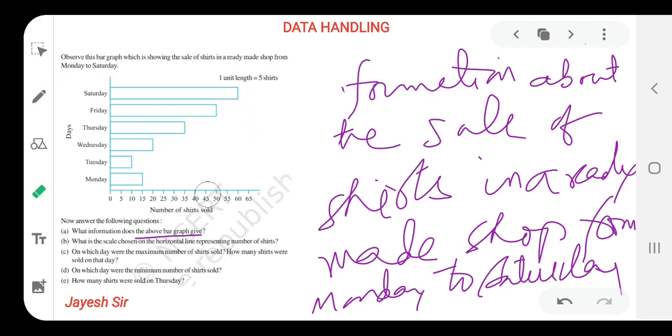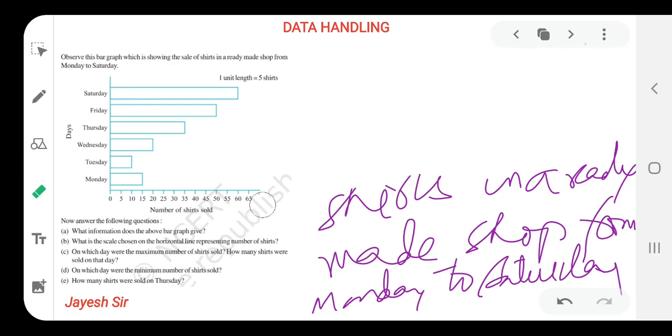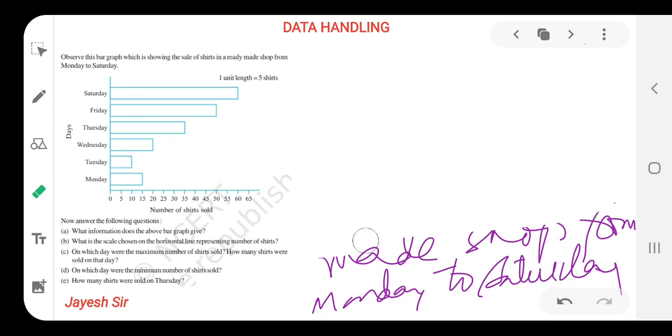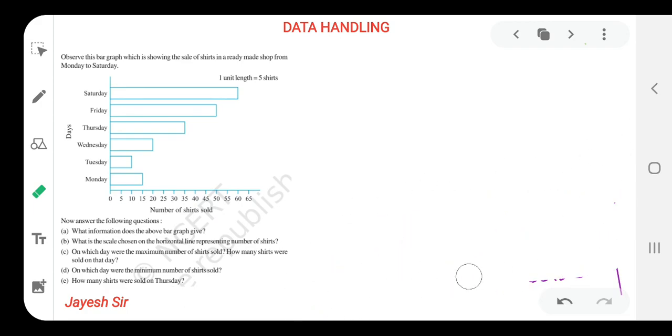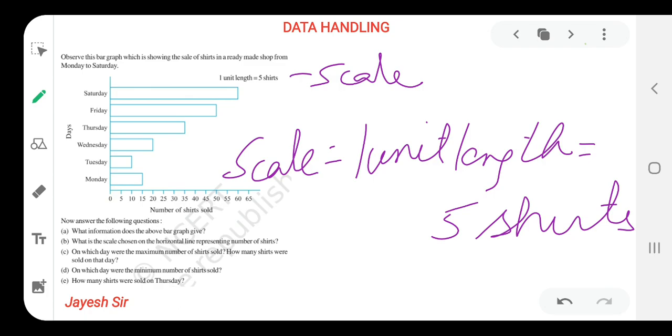So let us begin with the second sum based on this paragraph. The second sum is, what is the scale? Previously also I have told you what the scale is. The scale is always to be given in the bar graph. So we will tell what the scale is for this. This is the scale. So the answer we will write as scale equals 1 unit length equals 5 shirts. In this manner we will write what the scale is. Scale is 1 unit length equals 5 shirts. I hope you all might be clear with that.